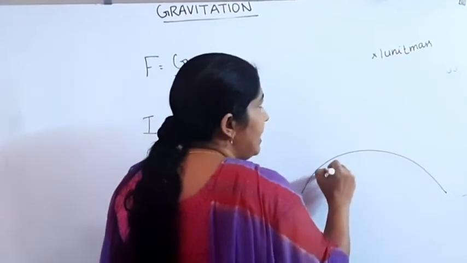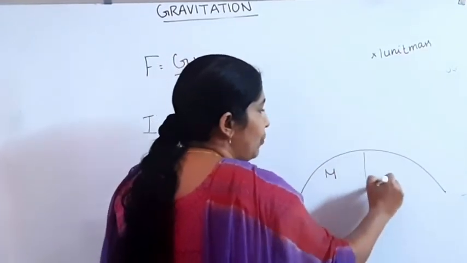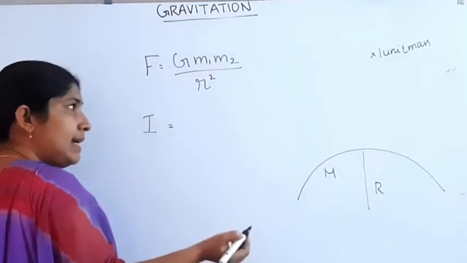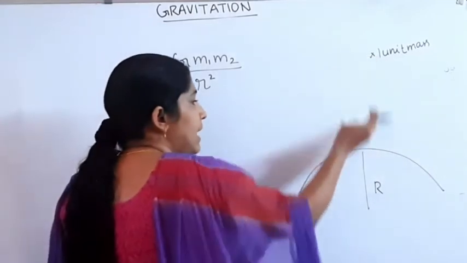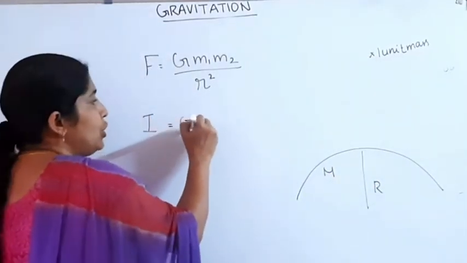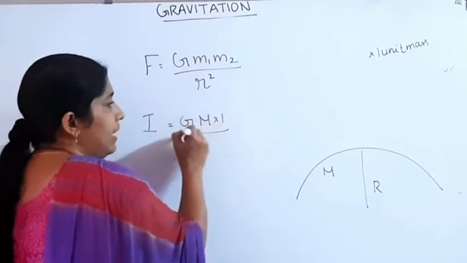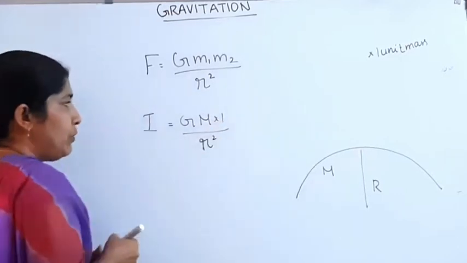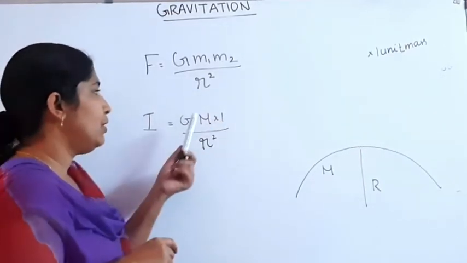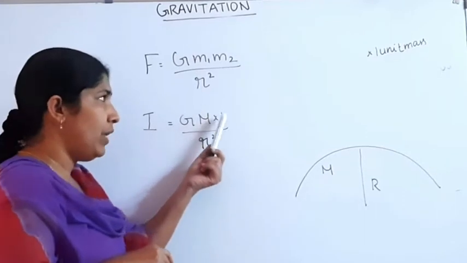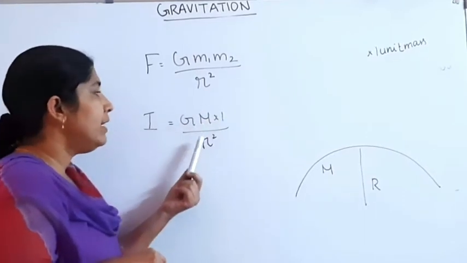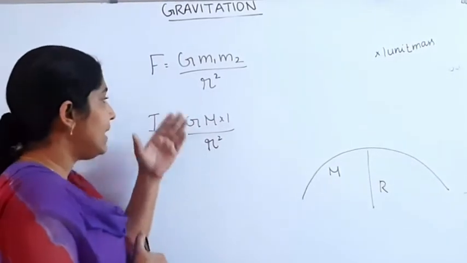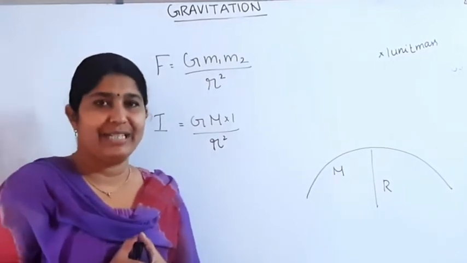Here capital M is the mass of the earth, R is the radius of the earth. Then the intensity of gravitational field, that means the force between unit mass and earth, is equal to G into capital M into 1 divided by R square. Now we can do some problems related to the force and intensity of gravitational field.